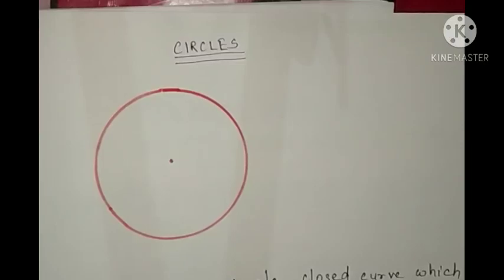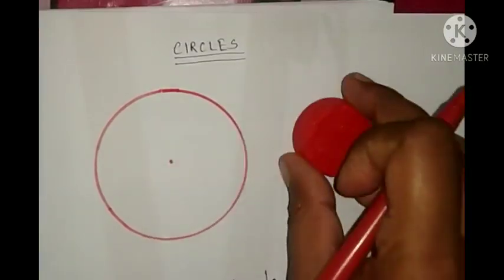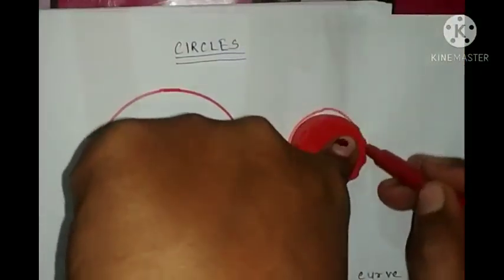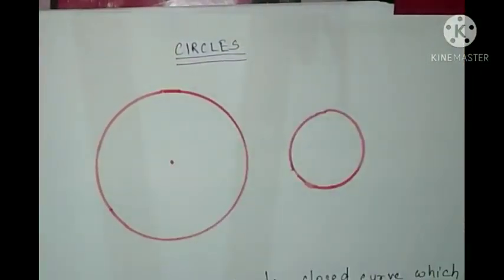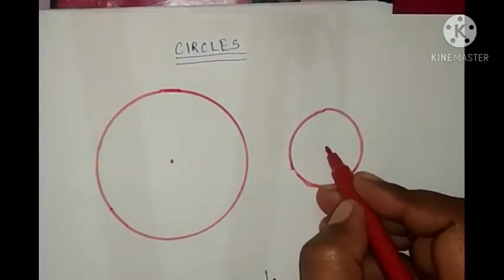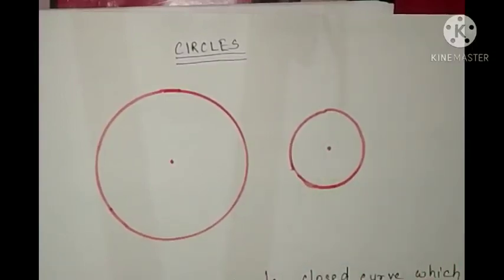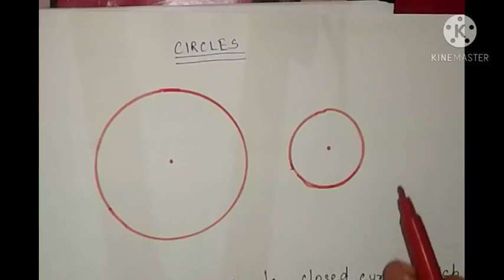Or if I take this cap, I'll put the cap and make the shape on the outside. Look what I got. I got another circle, but this is a small circle because it is small in size. This is a simple closed curve which is not a polygon, because it does not have any straight line. That's why it is not a polygon, but it is a closed curve. This closed curve is known as a circle.